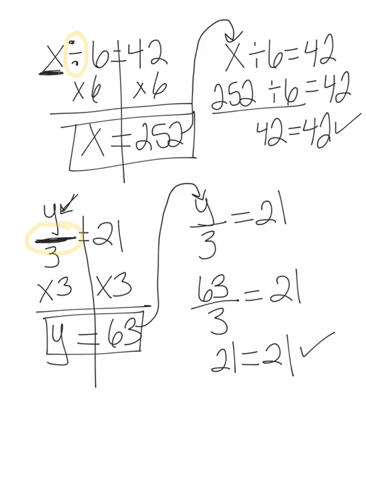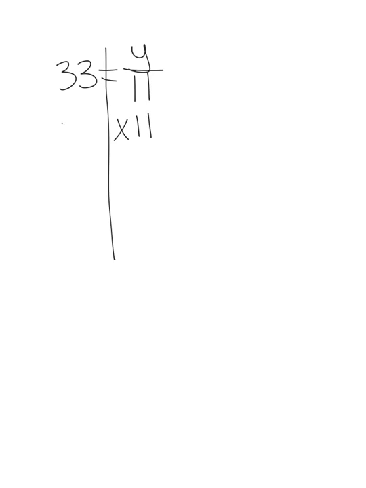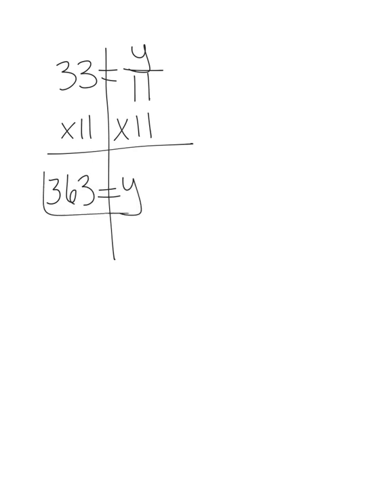We're going to do one more here. The last one we're going to do is 33 equals y divided by 11. Some of you, once again, you see 33 and 11, and you're probably thinking the answer is 3. Well, it's not, because I have to get a large number divided by 11 is 33. So the opposite of dividing by 11 is multiplying each side by 11. So 33 times 11 is 363. That is equal to y.